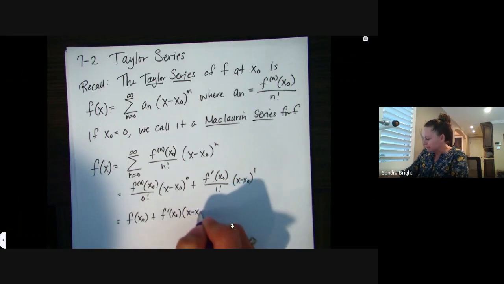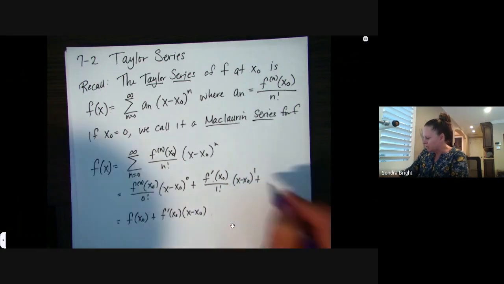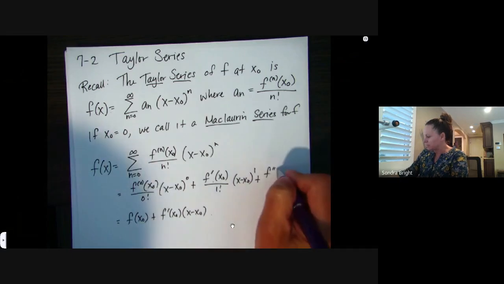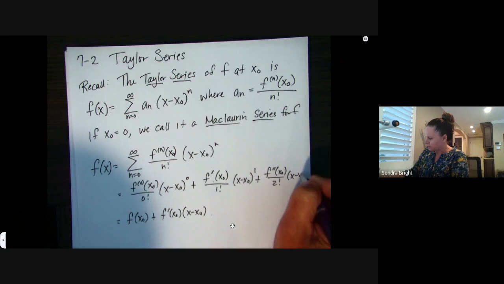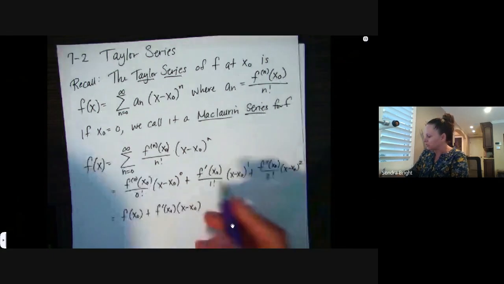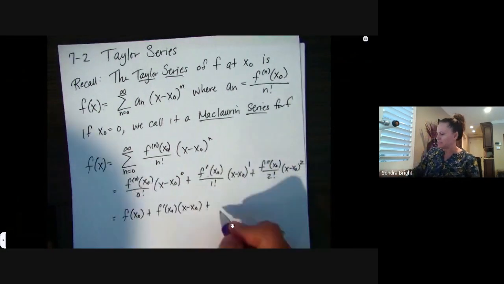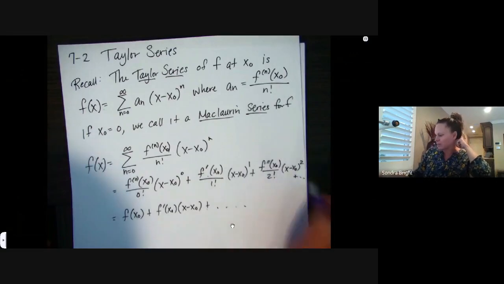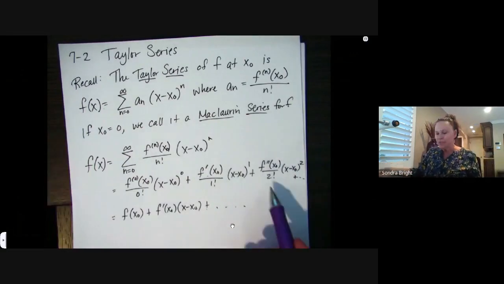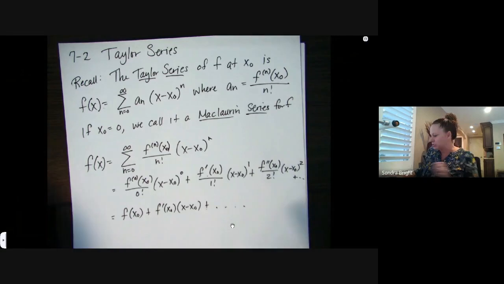And then you'll take the second derivative at x naught over 2 factorial times x minus x naught squared this time. That would be your next term, right? And you keep on going. I don't need to, there's no simplifying that anymore. Well, 2 factorial is just 2, but you keep on going. That's how we would do the Taylor series.